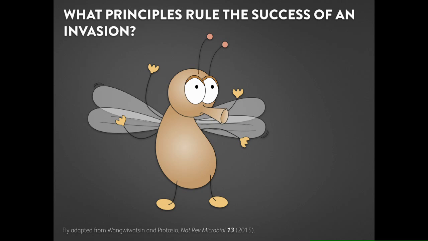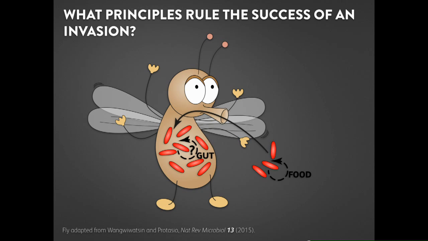In other words, how do bacteria manage to establish in the fly, to grow there, to interact with each other, and also how do they spread via a natural cycle from the host to the environment to the host again.